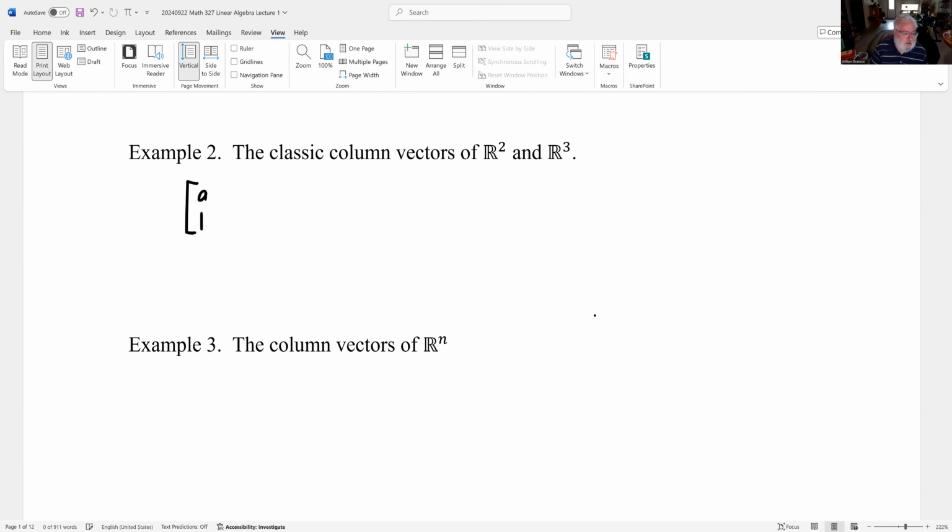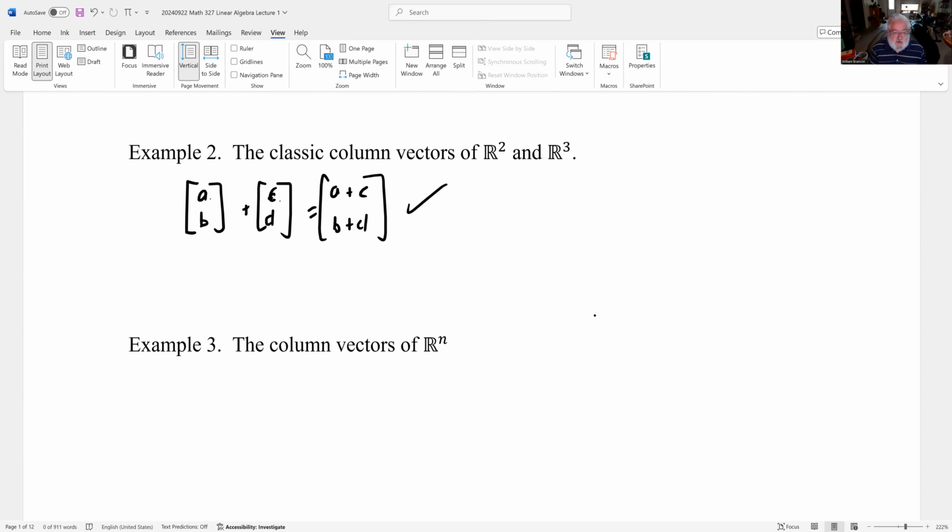So, the classic column vectors of R2 and R3. So A and B, right? This is my X component, my Y component. Can I add these kinds of things? They're just lists of two numbers. This is supposed to be C, and D. That's A plus C, B plus D, right? You just add the corresponding components together, so you can add those things.